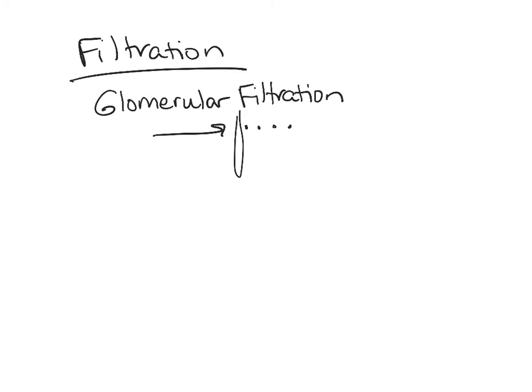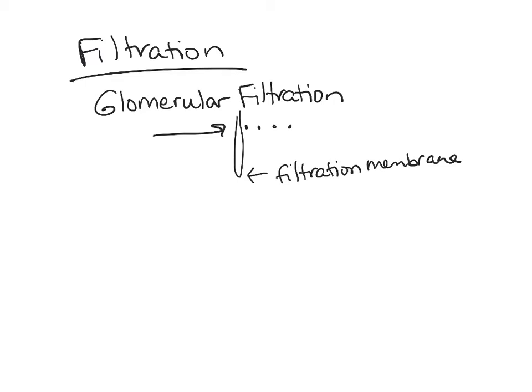So filtration involves this thing that we call the filtration membrane. And the filtration membrane is made up of three things, basically. We have the endothelium from capillaries, we have a basement membrane, and then we have these other cells surrounding the basement membrane, which are called podocytes. And the foot processes of those podocytes contain little filtration slits. So we're going to take a look at these three layers of this filtration membrane, and we'll just draw it out here.